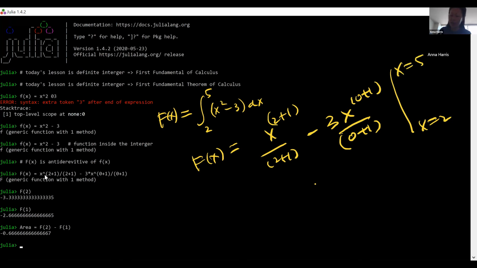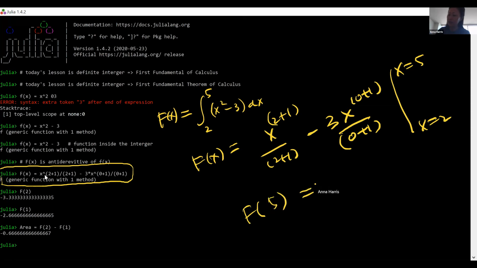Since I already have that function right here, I don't have to find it again. I just need to do F of 5 minus F of 2. So I'm going to say the area is equal to that. All right, let's look at it. I want to make sure that I got the right answer, so let me manually calculate this.